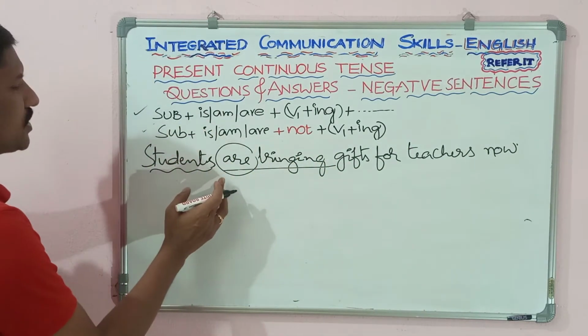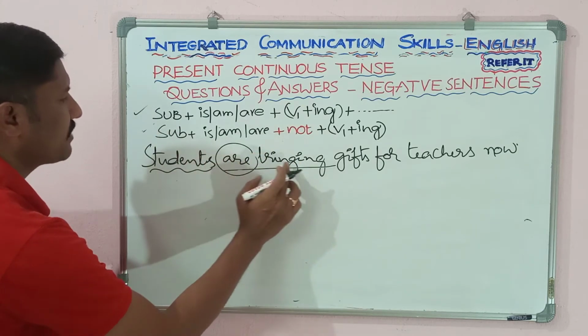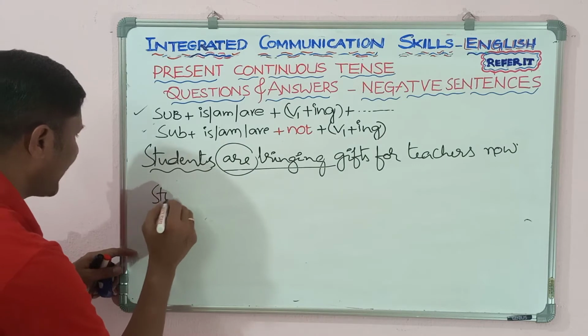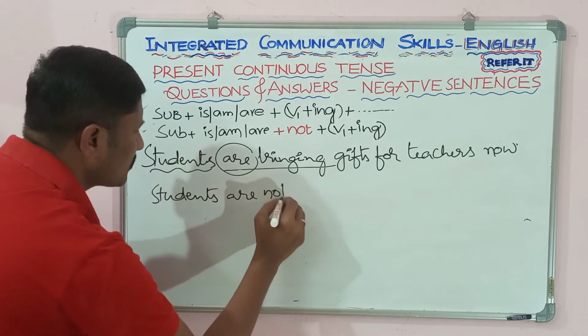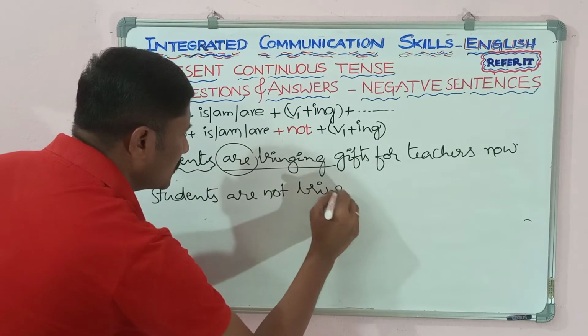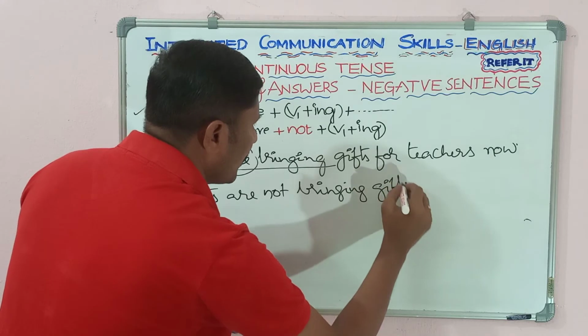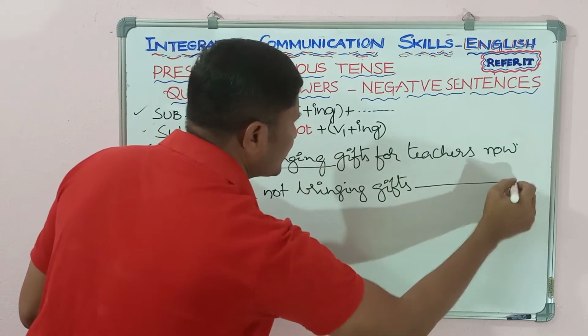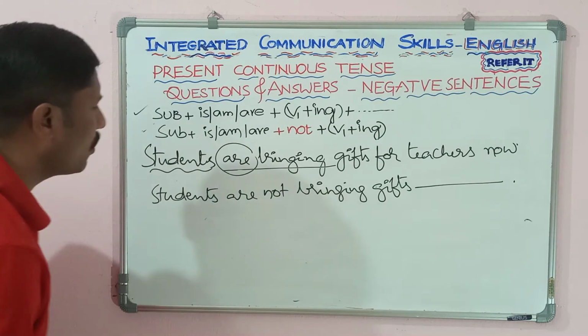So let me write negative sentence. Just add not between are and bringing. Then it will become students are not bringing gifts for teachers now. Students are not bringing gifts for teachers now.